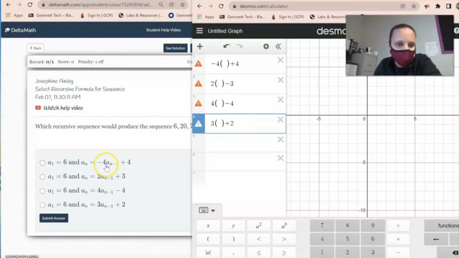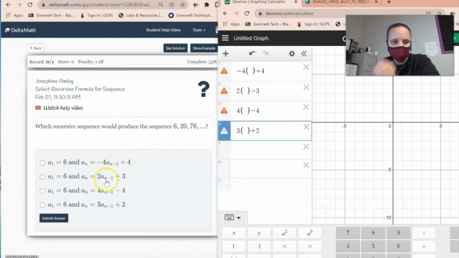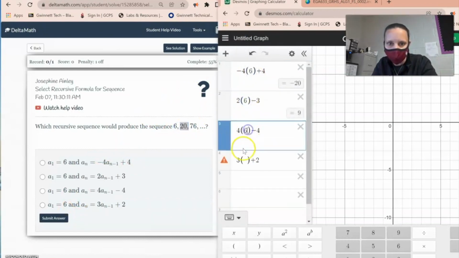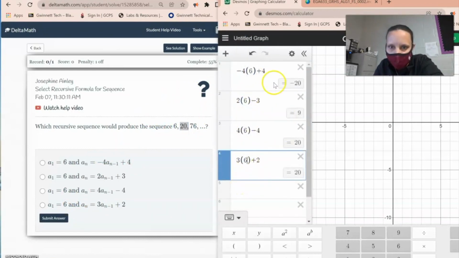All right, same thing as before. If I'm looking for the second term, when n is 2, 2 minus 1 will give me 1. So this is negative 4 times the first term plus 4. That's how that reads. When I put in the first term, which is 6, do I get 20? That's the question. So 6, 6, 6, and 6. I only get 20 on the last two. So it's not A, and it's not B. It's one of these two.